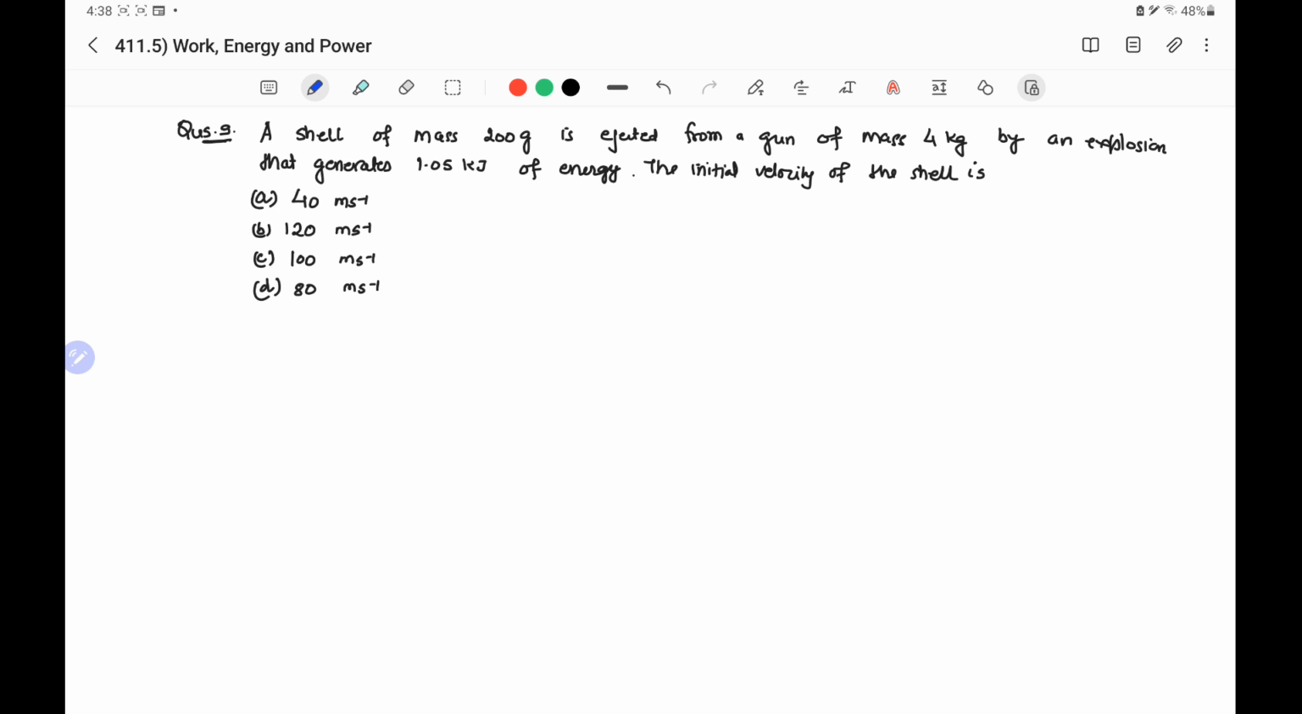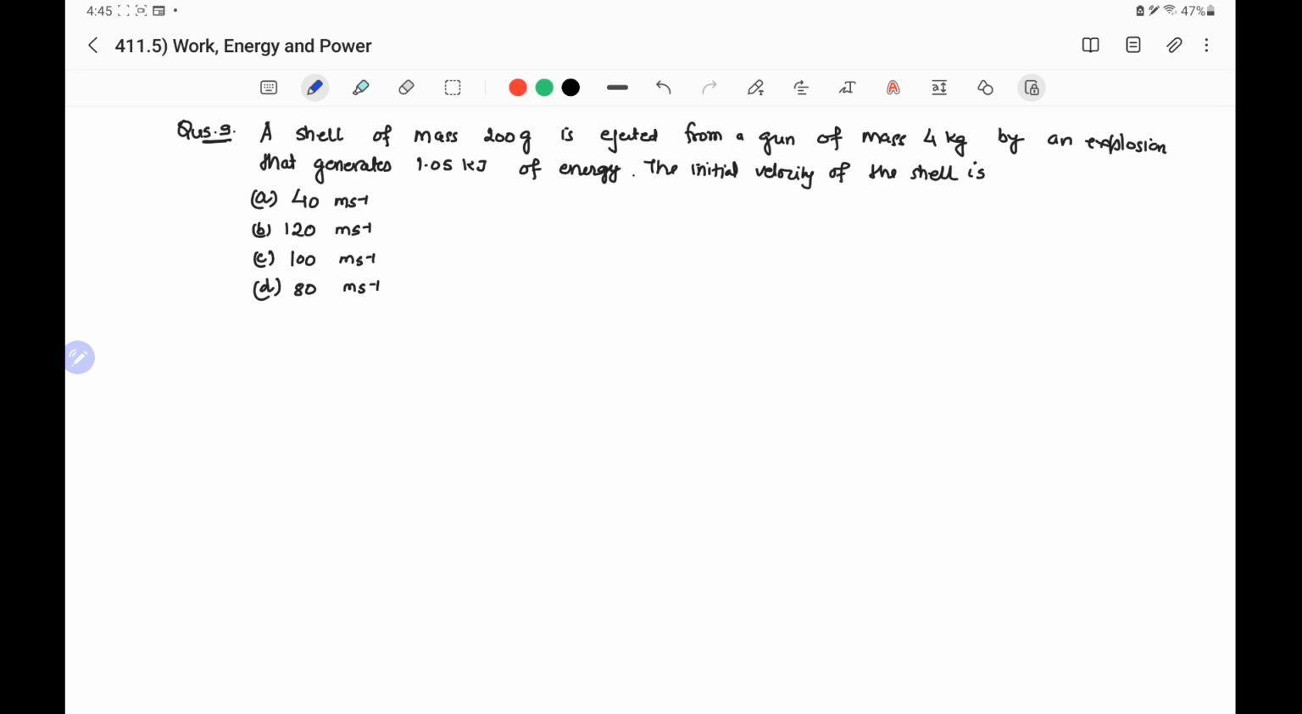Ninth question is: a shell of mass 200 gram is ejected from a gun of mass 4 kilogram by an explosion that generates 1.05 kilojoule of energy. The initial velocity of the shell is, and options are 40 meter per second, 120 meter per second, 100 meter per second and 80 meter per second.